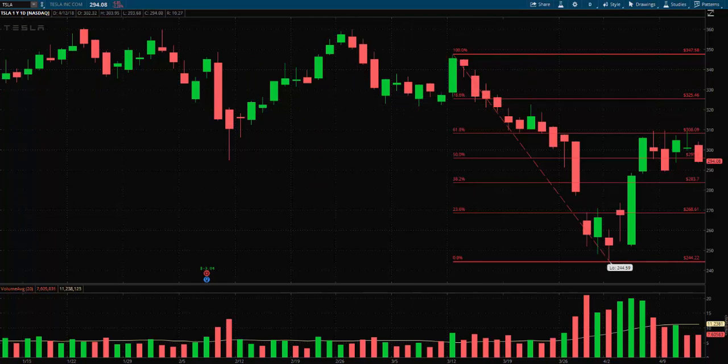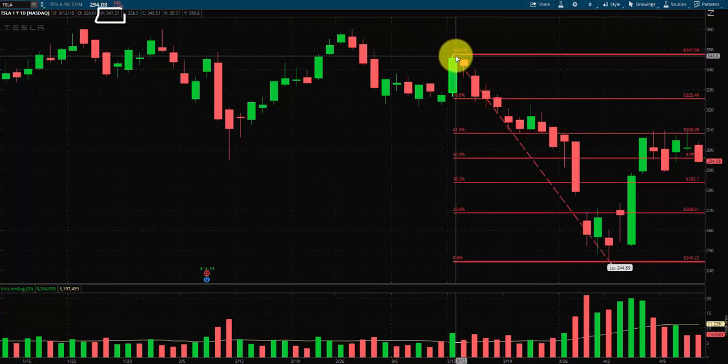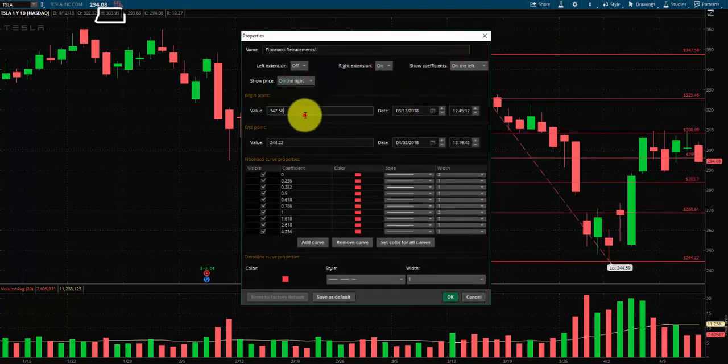Okay, now for this, since we're looking at really precise numbers, right? If you understand the calculations of these retracements, you know that they go out to multiple decimal points here. So if we look at this high, if you just hover over the candlestick and you look right here under H, it'll tell you the high for the period. That's 347.21, and we can double click the fibs and edit it.